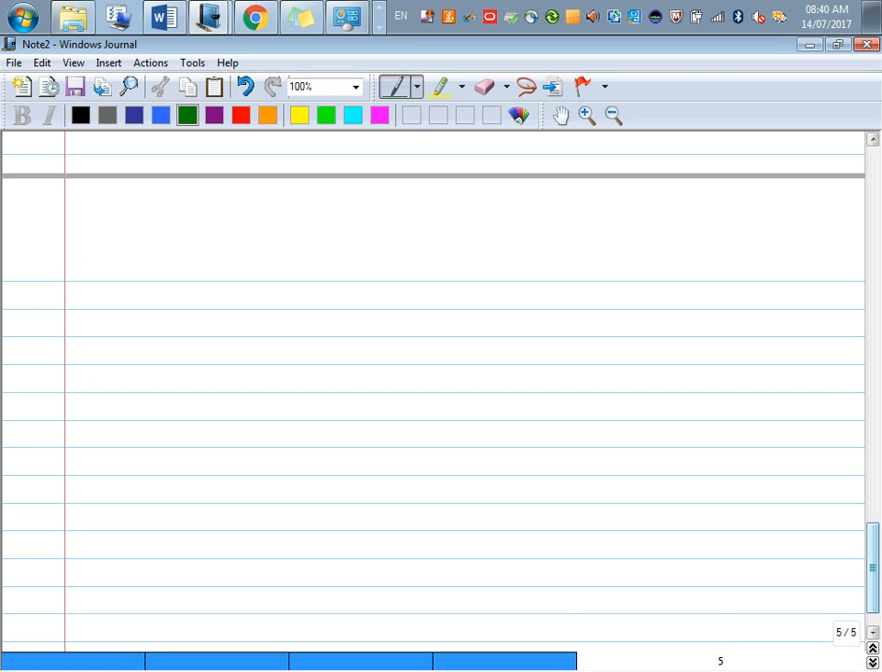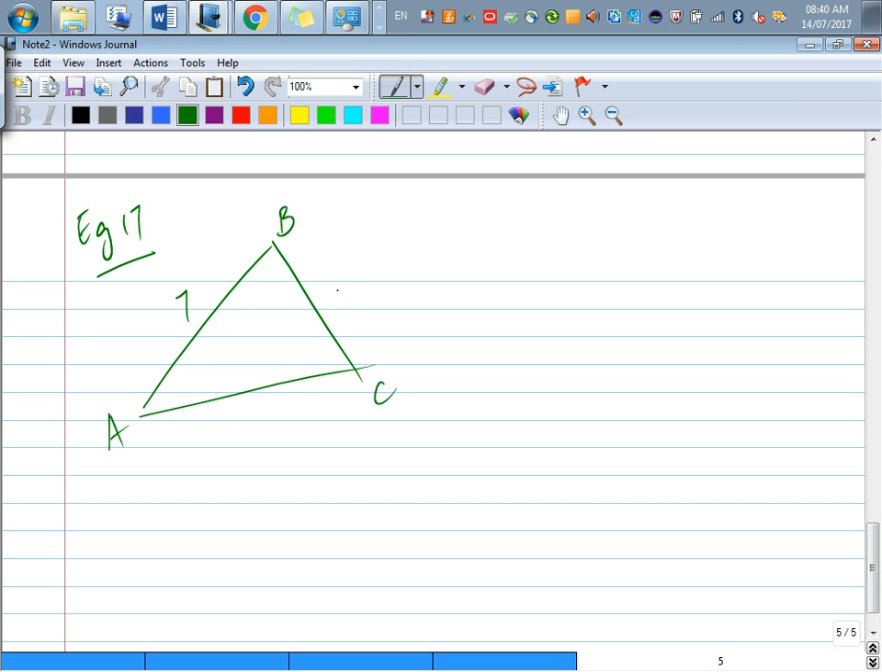Okay, so for example, let us look at example number 17. You have a triangle A, B, C of sides 7, 5, and 9. Then I ask you to find an angle. Perhaps I want you to find this angle, angle A. If I use my cosine rule, I have A squared equals to B squared plus C squared minus 2BC cosine A. Right? This is our cosine rule. I want to find angle A.